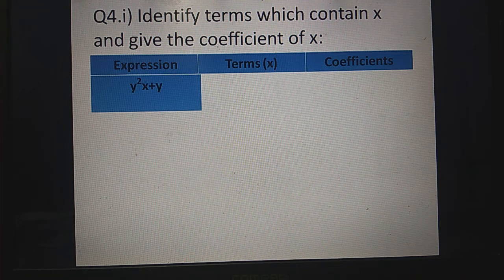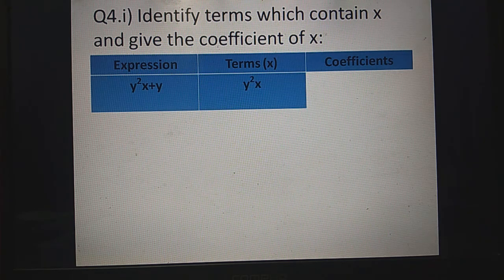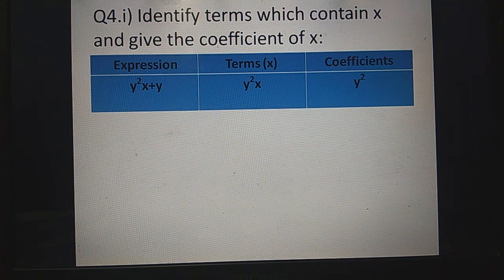Expression is y square x plus y. How many terms are there? There are 2 terms. First is y square x and second one is y. But you can see only the first term is having x. Second term is not having any x in it. So we will consider only the first term, y square x. Now coefficient of x means except x, whatever is present in this term, it will be treated as coefficient. So you will get the answer as y square.